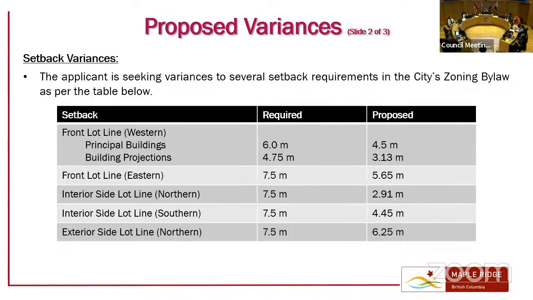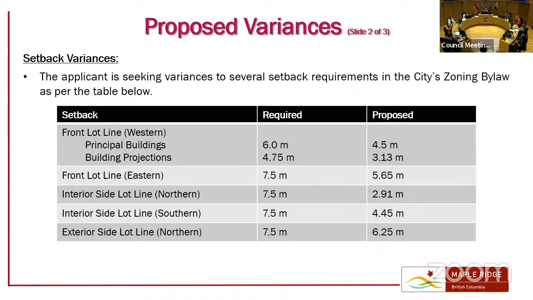There are also setback variances involved, as shown in the table on the screen. In terms of the front lot line setbacks, the required setback is 6 meters, but the proposed setback is 4.5 meters from the front lot line on the eastern side. 7.5 meters is required and 5.65 meters is proposed.